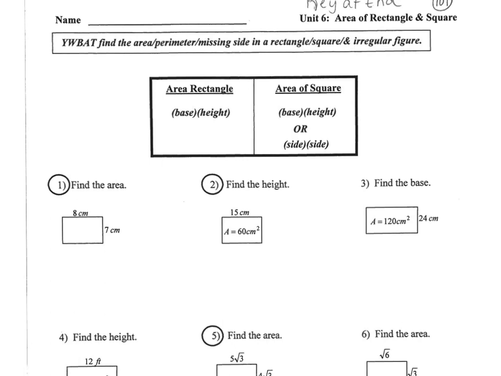So let's start with the first one. These are problems that are attached to the agenda on the stream. First, we're going to find the area of this rectangle. You know the area of a rectangle is base times height. So here's your base and here's your height. To find your area, we take our base 8 times our height 7, which gives us a total of 56, and our units are centimeters squared.